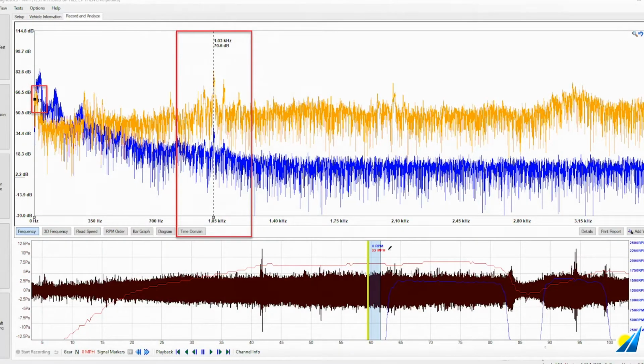Let's just have a look at this in the signal history. You can see there that we have a road speed and no engine speed. This is a hybrid vehicle, so now we're looking at the transmission driving this vehicle on electric power only.